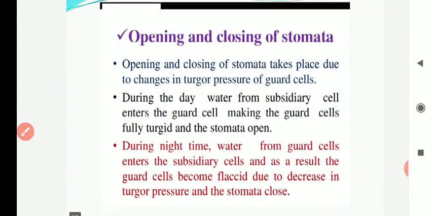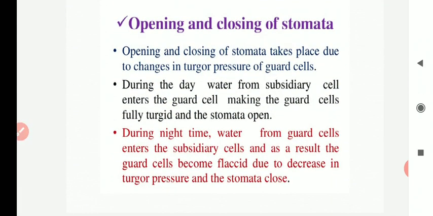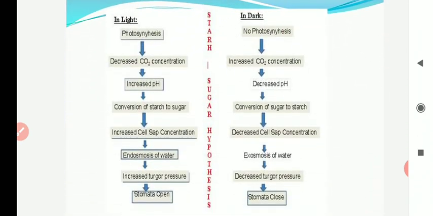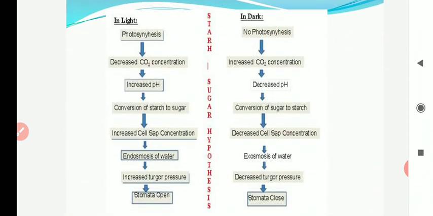See, during the daytime when there is light, starch in the guard cell is converted into sugar. Look at this flow chart. For example, glucose. This conversion takes place in the presence of inorganic phosphate, and an enzyme called phosphorylase acts as a catalyst. That means starch plus PO4 is converted into glucose in the presence of light and phosphorylase.